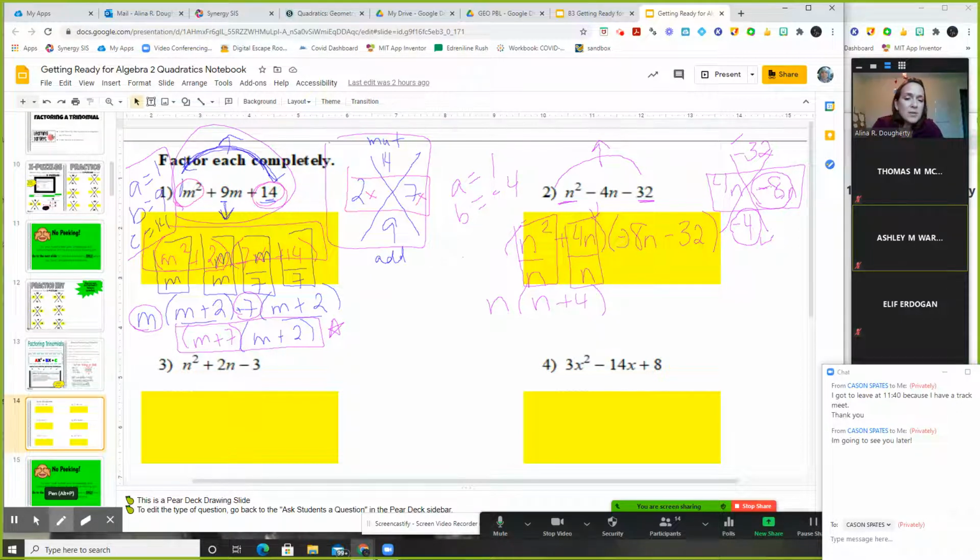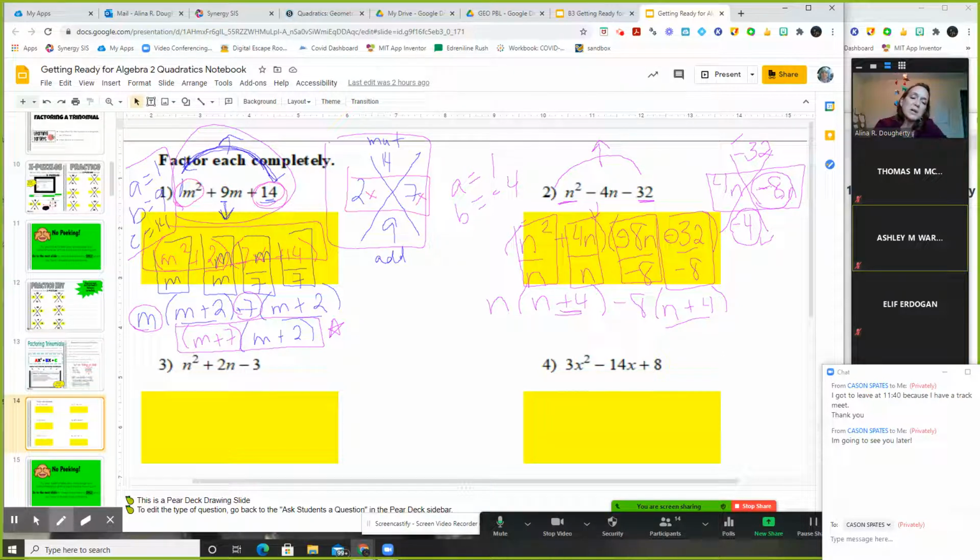Here, because both of these are negative, I'm going to take out a -8. Because both of those terms are negative and I want to end up with a +4, I'm going to take out a -8. So if I divide everything by -8, I'm left with an n, and I'm left with a +4. These guys match. That's the goal.